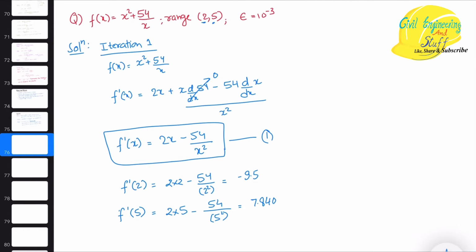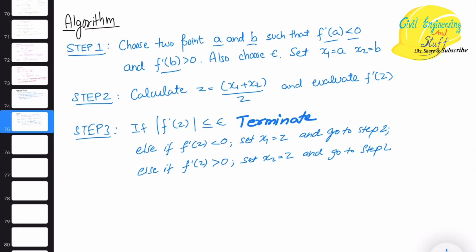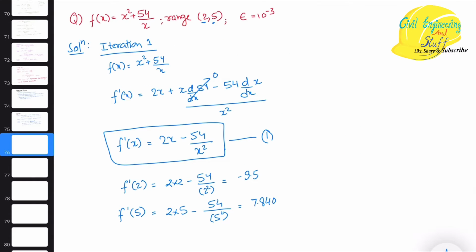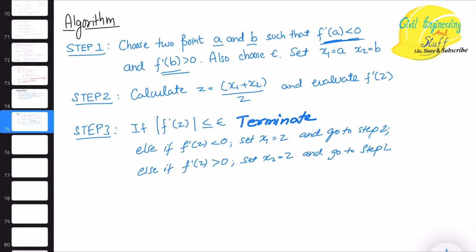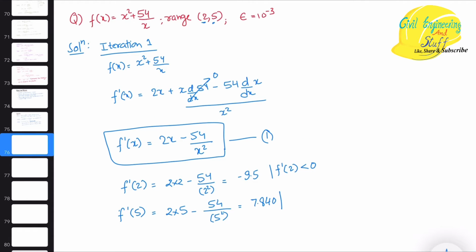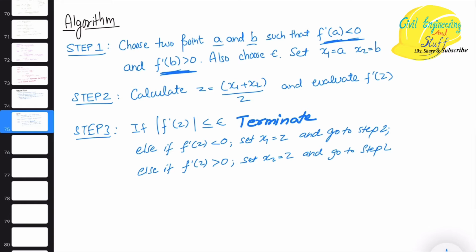7.840. Now, I think this is satisfying that our f dash a is less than 0, right? Your f dash 2 is less than 0, so this is okay. Our f dash b should be greater than 0, so our f dash of 5 is greater than 0. So it's all okay, we can take this.